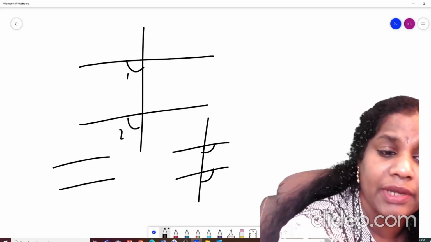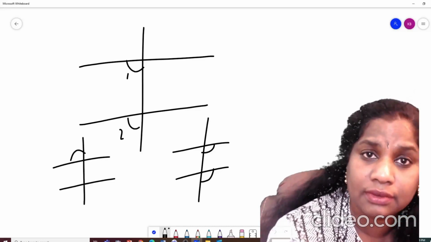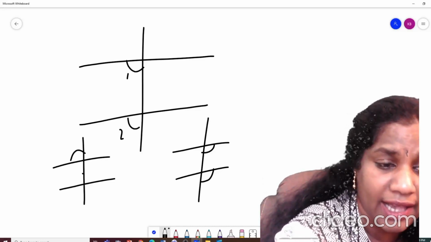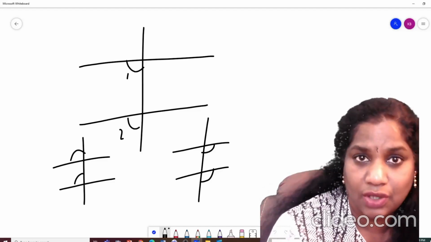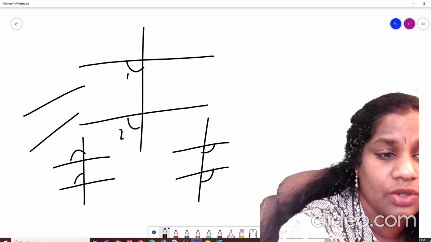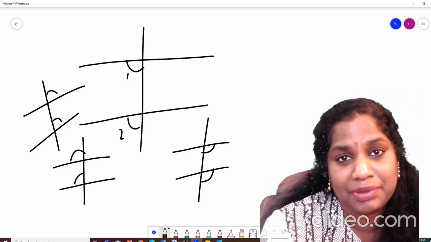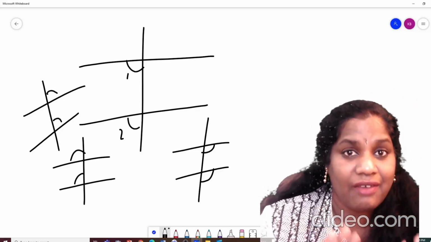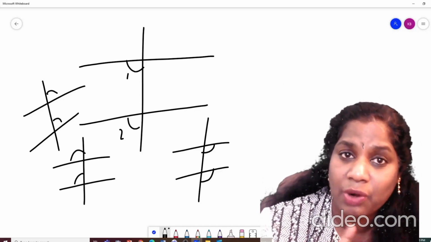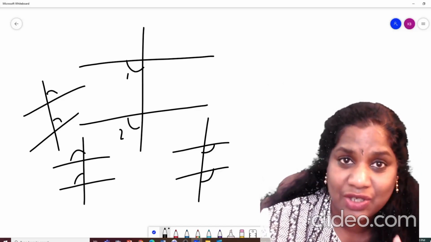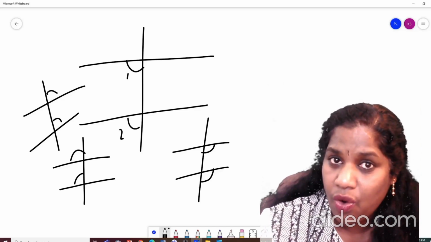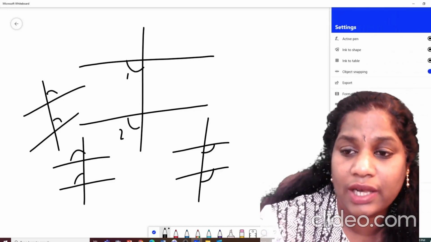Okay, if I am taking up, what will happen? This line's up and this line's up. Okay, if I take these two, what will happen? This side up and this side up. So these are the four pairs of corresponding angles. Understood? No? Once more. Let's do once more.